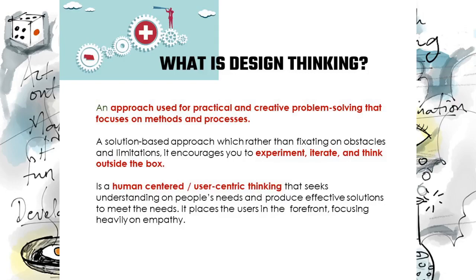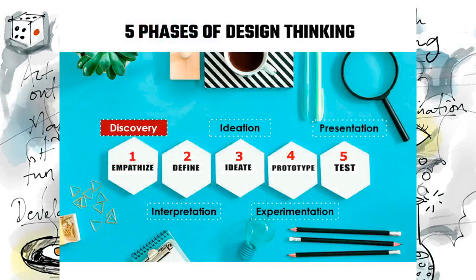There are 5 phases to design thinking. That's what you need to do. Every one of your assignments and projects is going to incorporate all 5 phases. You don't have to worry about words like discovery, ideation, interpretation, experimentation. Most important thing, just remember the 5 sections here. Number 1 is empathize, number 2 define, number 3 ideate, number 4 prototype, and number 5 test or present.